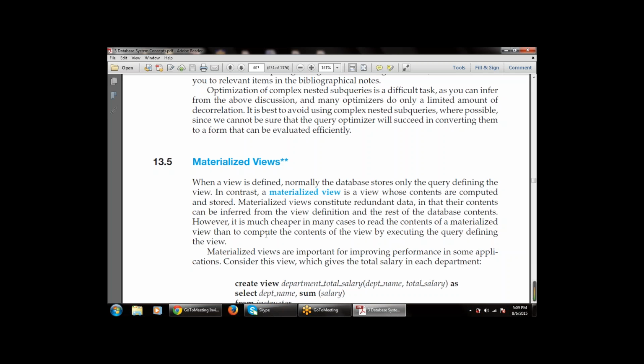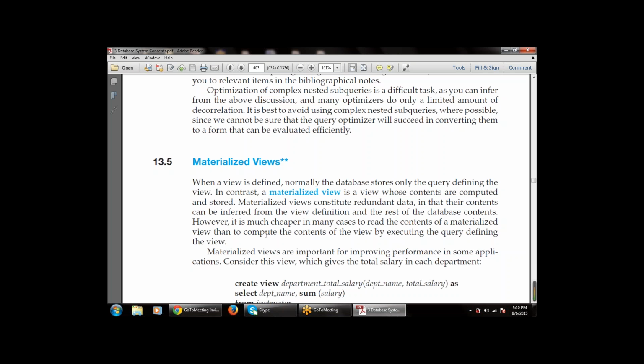However, it is much cheaper in many cases to read the contents of a materialized view than to compute the contents of the view by executing the query defining the view. So materialized views are important for improving performance in some applications.